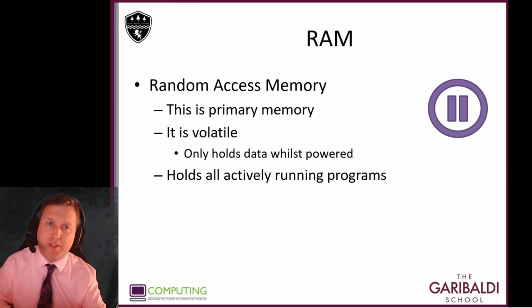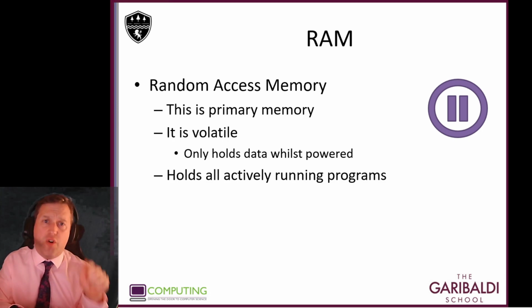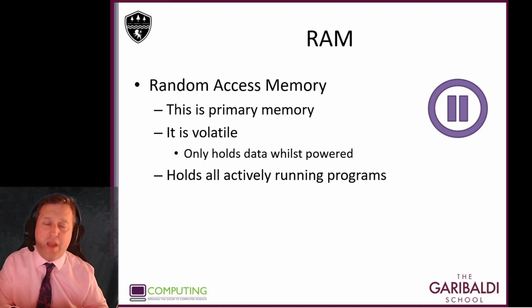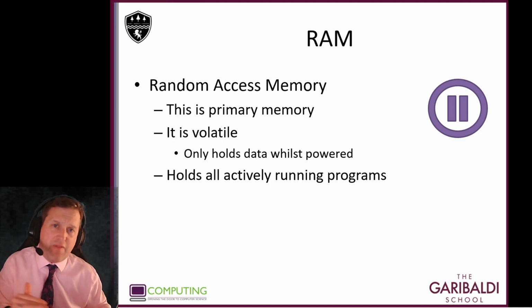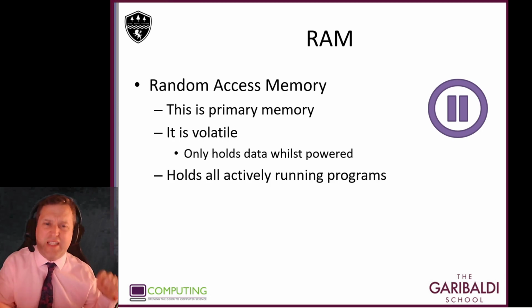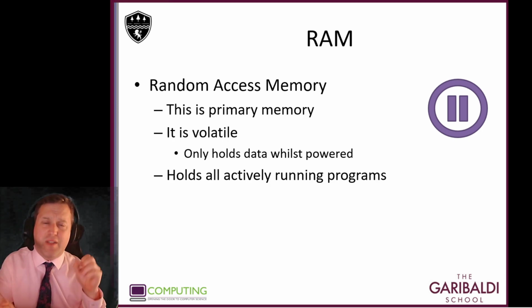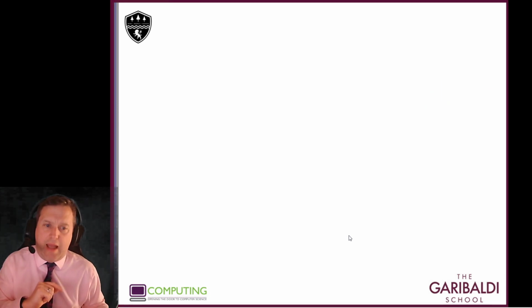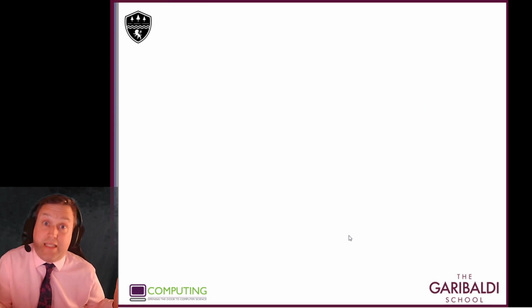Holds all the actively running programs. This is its purpose. RAM holds all the stuff that's on your screen. So if you can see it and it's on the screen, that is being held in RAM. The most obvious example of this is the operating system. So if you're given this question, what's the purpose of RAM? Always say it holds all the actively running programs, and give your example as the operating system. That's it. That's RAM. Easy.